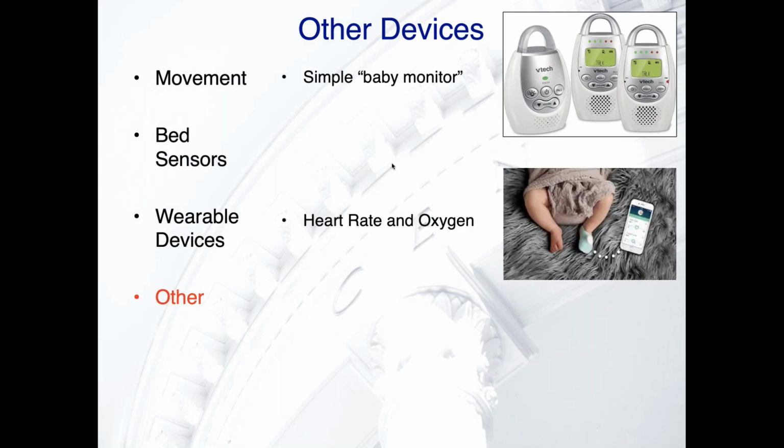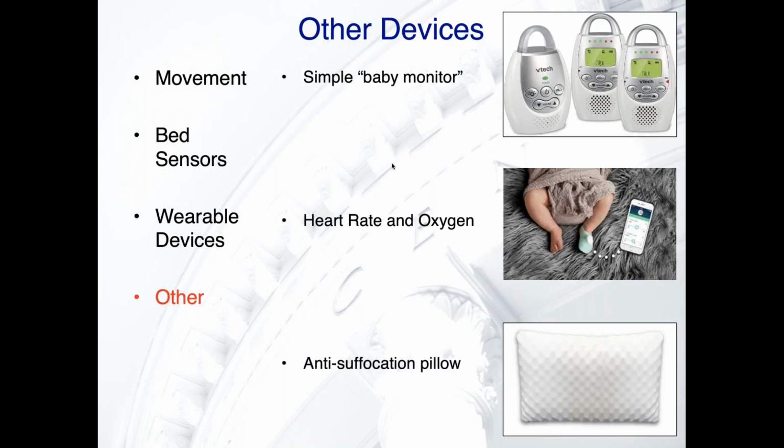They do make some special heart rate and oxygen monitors. These are basically pulse ox machines, like what you would have when you're in the hospital. The one depicted here is called the Owlet, O-W-L-E-T, and it is a pulse ox monitor that's made to go onto a child's foot, and then it pairs to your mobile device.